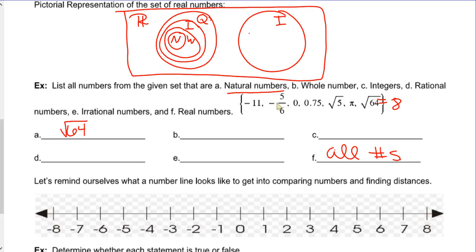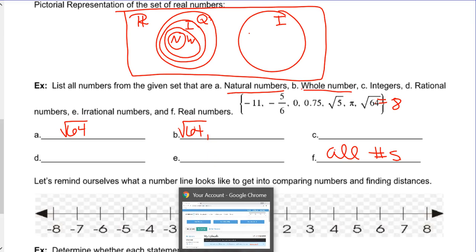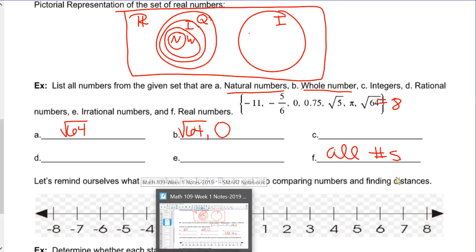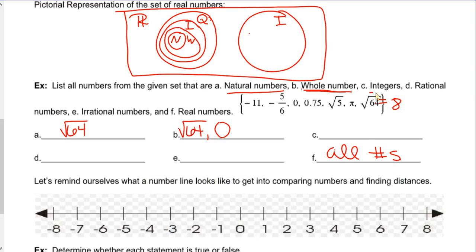So we know that if we're going up to a whole number, everything in my natural numbers is a whole number. So I have to have that square root of 64, but is there anything I can add to that? Looking at our chart, remember from natural number to whole number, we added this special number 0. So I'm going to add that in there. If it's a whole number, then it has to be an integer. So I'm going to again start with the square root of 64 and add in 0.